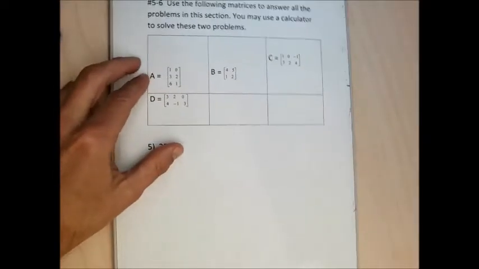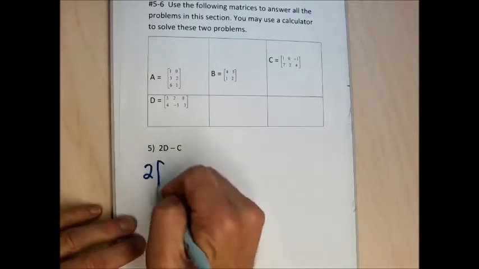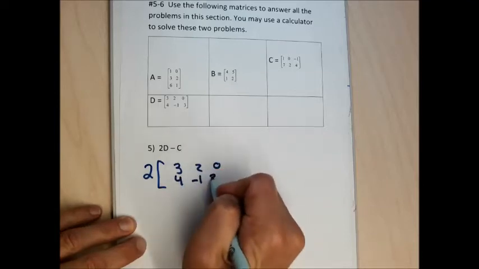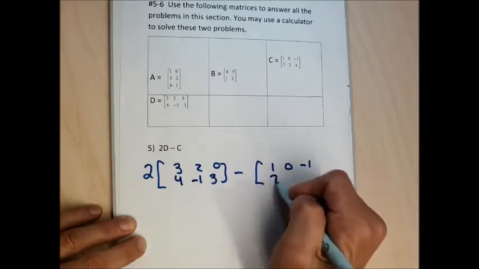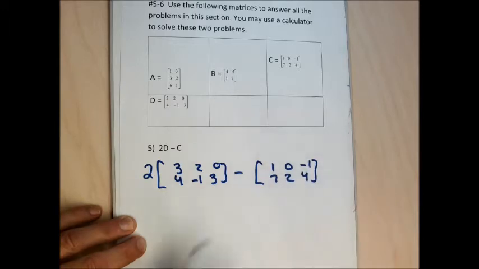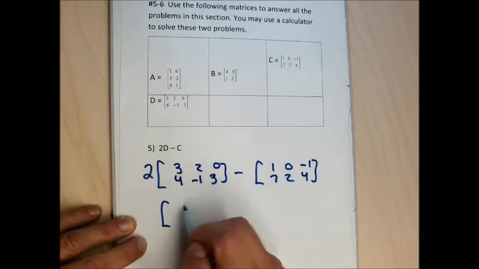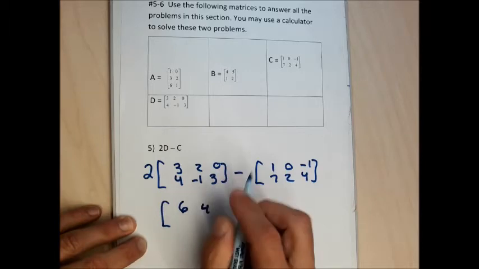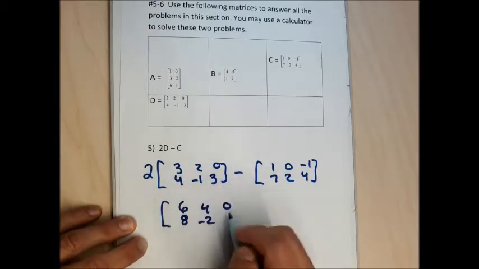5 and 6 I'm going to do by hand, but you can use your calculator to do these. 5 wants me to do 2 times D, which is 2 times the D matrix, 3, 2, 0, 4, negative 1, 3, minus the C matrix, which is 1, 0, negative 1, 7, 2, 4. Have to do multiplication first, and this is scalar multiplication. To do 2 times D, I multiply every number in the D matrix by 2. So 2 times 3, 2 times 2, 2 times 0, 2 times 4, 2 times minus 1, and 2 times 3.